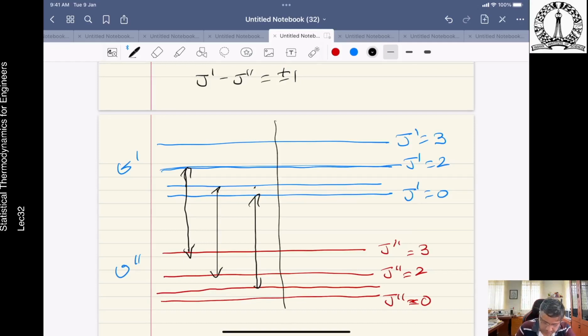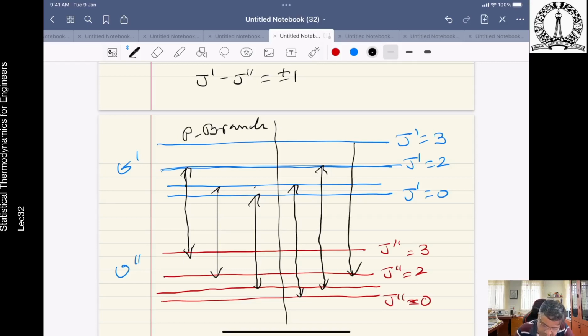So if we put a demarcation, this is actually the B branch. We'll see in a nutshell. J double prime equal to 0, 2, 1. This is one possibility. Then the other possibility, of course, is the third possibility. So this is how a typical Ro-vibrational spectrum would actually look.